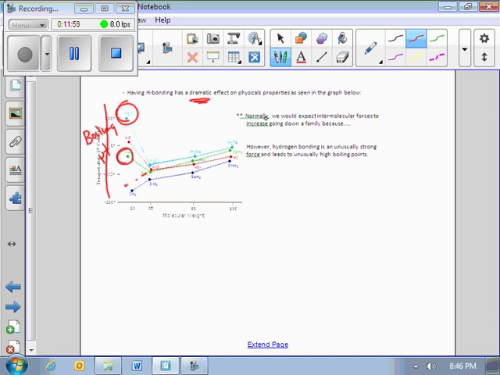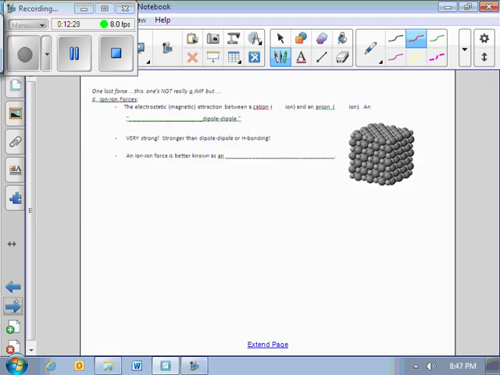So to summarize, normally we would expect the intermolecular forces to increase going down a family because of size, so that means because of increasing dispersion forces. However, hydrogen bonding is an unusually strong force, and it leads to surprisingly high boiling points. All right, so I hope that's clear. Hydrogen bonding is definitely the trickiest of the intermolecular forces.